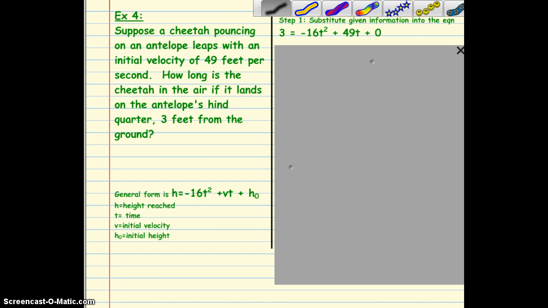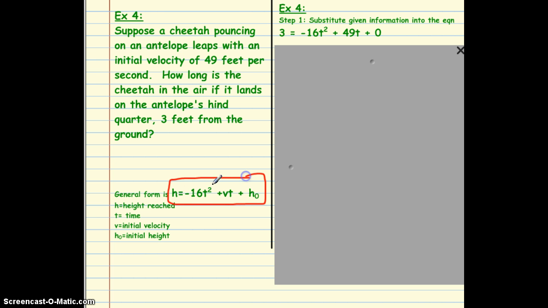Well, I just want to point out that we have this general form of equations, and it's h equals, and they always have this -16. And I talked to Mr. Von Roo, and he said that's because it's -16 feet per second when we're talking about gravity. So we've got -16 t squared plus vt, and v is the initial velocity, plus h sub 0, and that is the initial height.